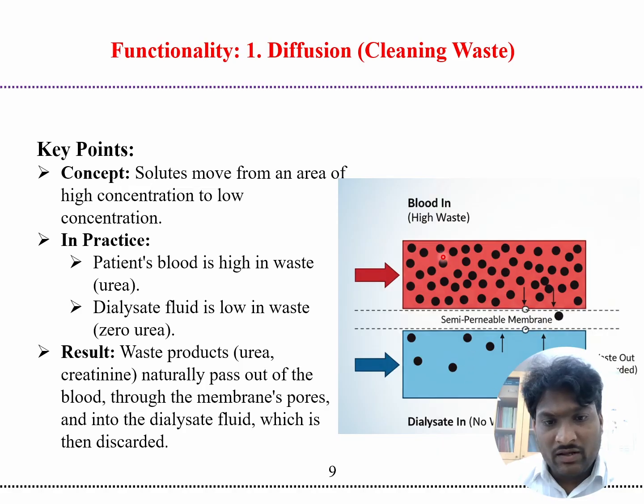You can see here that both are separated by the semi-permeable membrane. The waste particles in the blood, being higher in concentration, transfer across the semi-permeable membrane and are collected in the dialysate, which is thrown away. So the waste products are transferred from blood to the dialysate through the semi-permeable membrane, so that the blood and the dialysate do not mix. The semi-permeable membrane acts as a filter here.